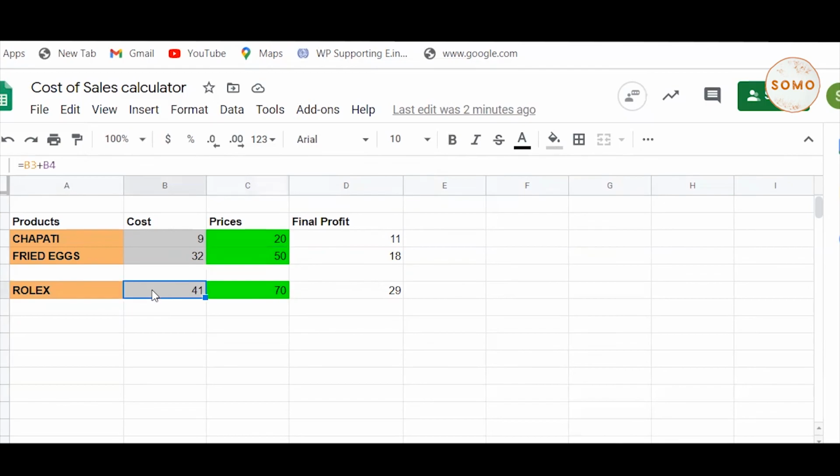The cost of making a roll eggs is 41 shillings. That is 9 shillings plus 32 shillings gives you a total of 41 shillings. The price of selling a roll eggs is 70 shillings. That is 20 shillings plus 50 shillings gives you 70. The final profit of selling a roll eggs is 29 shillings when it's being sold at 70 shillings.